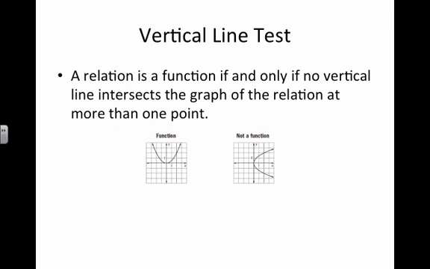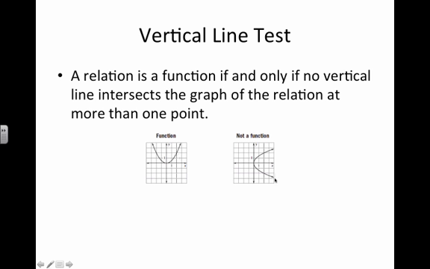So if you look at the same relations and you put them on the graph, you can apply what's called the vertical line test. A relation is a function if and only if no vertical line intersects the graph of the relation at more than one point. So any vertical line is either going to hit the relation one time or not at all. So if we look here, an upward opening parabola, anywhere we draw a vertical line, it's going to hit our function exactly one time. That means for every x value, for every input, there's only one y value, only one output.